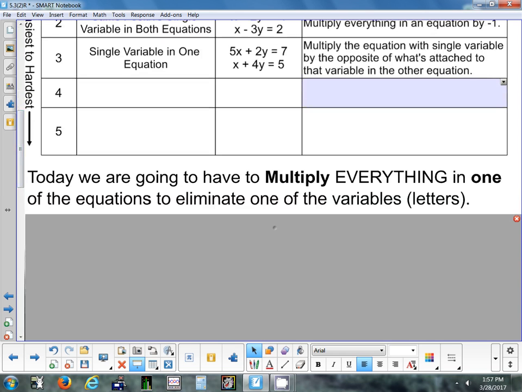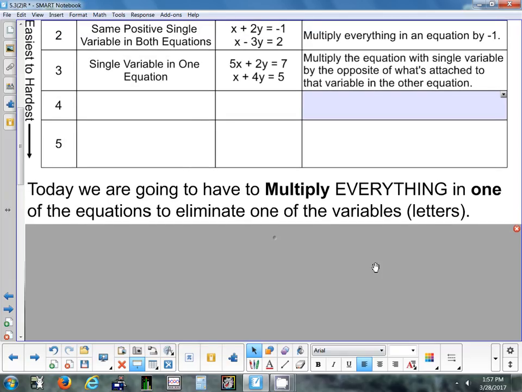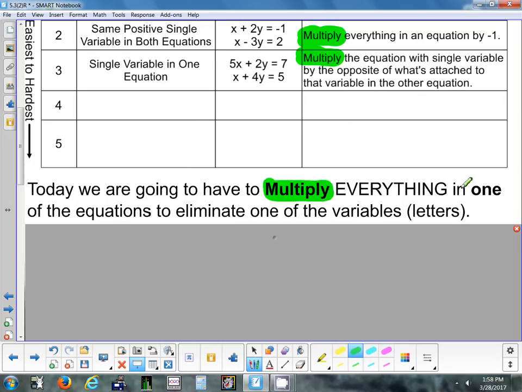Let's look at this. So yesterday we had to do no multiplying. We might have had to move stuff around to get it in the right format, x, y equals number. We're going to have to multiply everything in one of the equations to eliminate one of the variables. So I think you guys got a couple blanks you got to fill in there. You got to fill in the first blank with multiply, fill in the second blank with 1. So yesterday we had to do no multiplication. Today, we're going to have to multiply in one of the equations to get same number, same letter, different sign. All right?